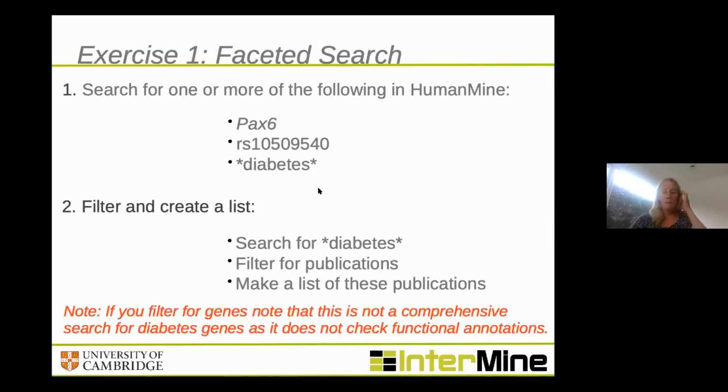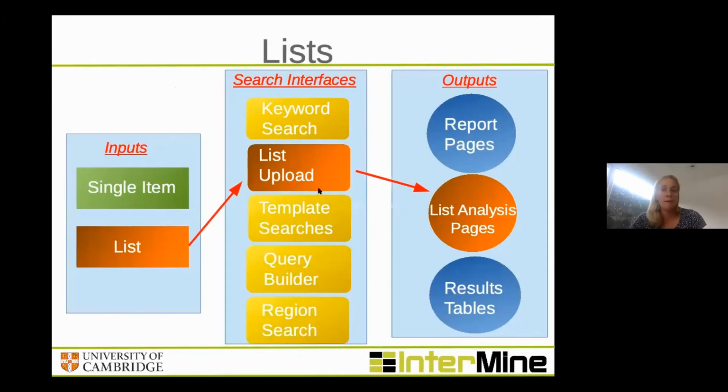Okay, so going back to these slides, we have looked at how you can come in with a single item, use the keyword search, and explore all the information within an InterMine for that item, that object, that protein or gene or whatever it is you've looked up, and also navigate to related data and also to other InterMine databases. So what happens if you have a list of genes? You don't want to put them in individually in a keyword search and look up report pages for each gene. You want to do that in bulk.